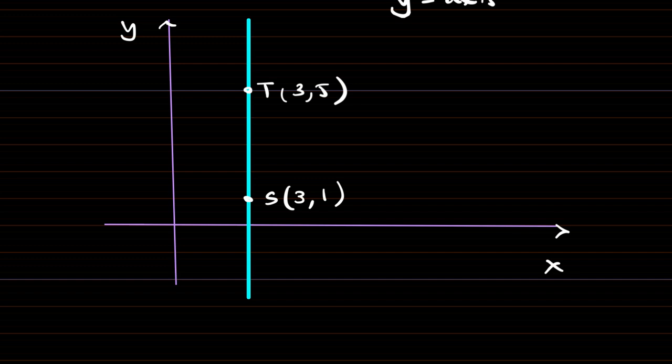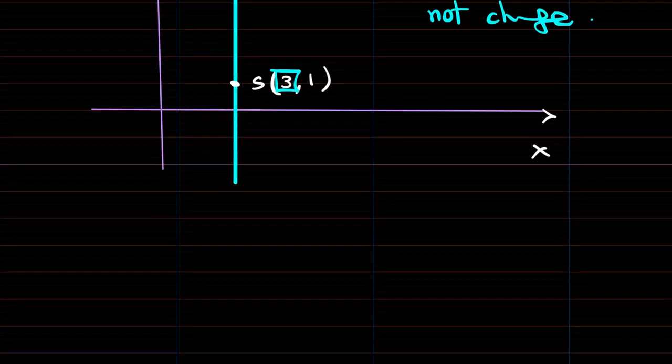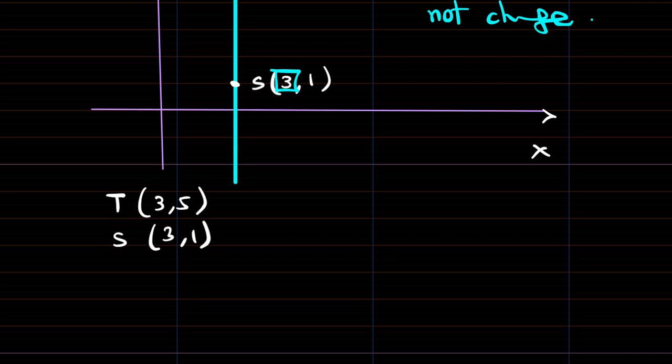Now, which coordinate is not changing? The x coordinate does not change. So the x coordinate does not change. That's the x coordinate, that's the x coordinate. Now this time when I calculate the gradient, let me write T, which is (3, 5). Let me write S, which is (3, 1). Gradient of ST or TS, that is 5 minus 1 over 3 minus 3.